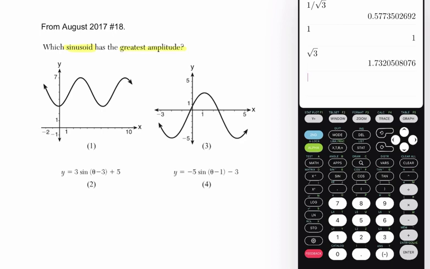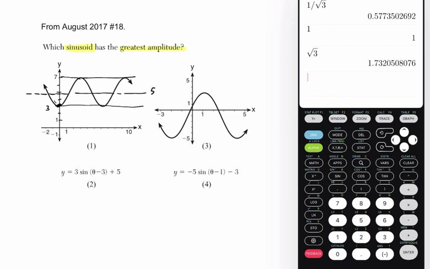So, for example, in this graph right here, the lowest point is at, let's see, 1, 2, 3, 4, 5, 6, 7. So that's at 3. And the highest point's at 7 here. So 7 and 3, the midline will be halfway between them. You can say 7 plus 3 is 10, divided by 2 is 5. So that's the midline of 5.